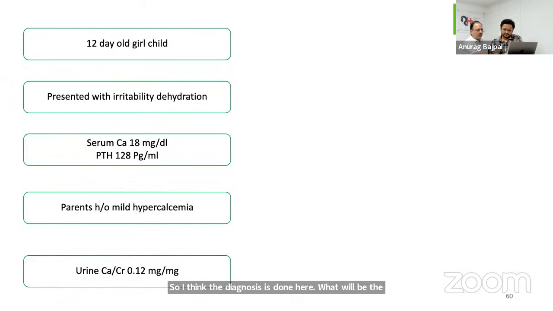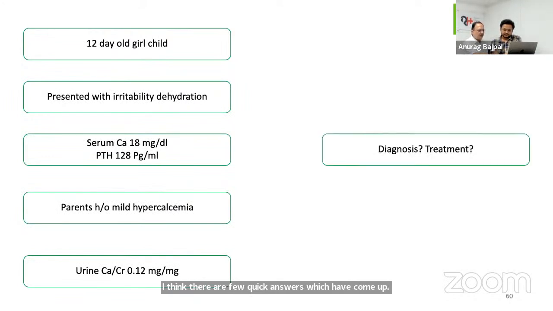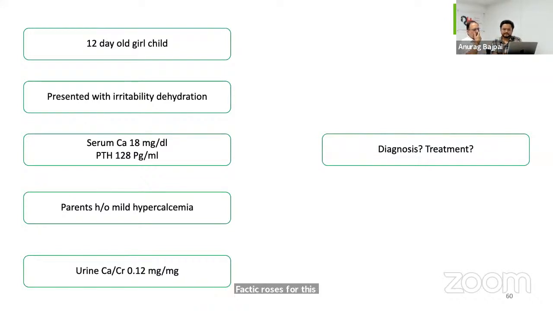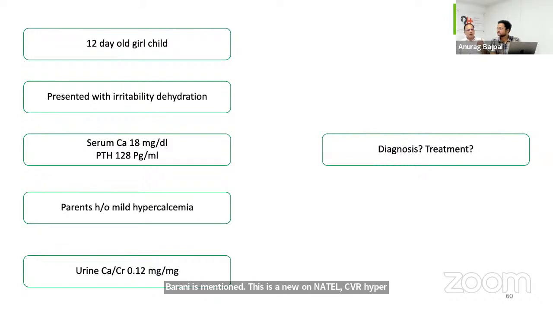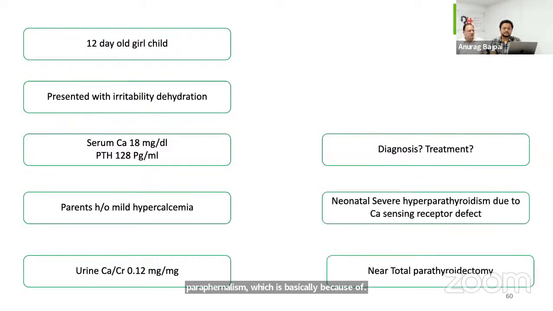I think a few answers have come up. Dr. Shubha has also mentioned subcutaneous fat necrosis. For this case, primary hyperparathyroidism. Dr. Panali Raman is talking about, yes, it's primary hyperparathyroidism, and more specifically, as Dr. Bharani has mentioned, this is neonatal severe hyperparathyroidism, which is basically because of a homozygous or a compound heterozygous mutation in the calcium sensing receptor.